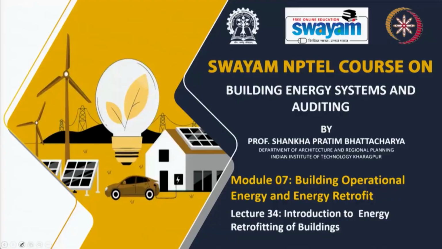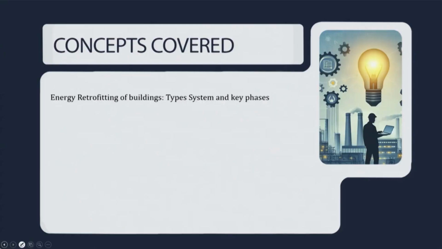Welcome to the NPTEL course on Building Energy Systems and Auditing, in module number 7. This lecture will be on Introduction to the Energy Retrofitting of Buildings. This is lecture number 34. In this lecture we are going to see how different types of energy retrofitting of buildings are done, what the types are, and what the key phases are.